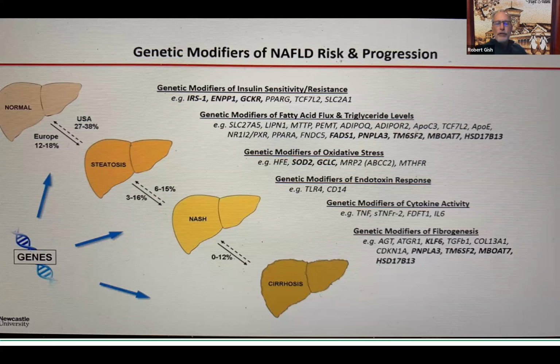Most important thing on this table is the lower right-hand corner, genetic modifiers of fibrogenesis. I predict within 1 to 2 years, you'll be ordering panels through Quest and getting results back like PNPLA3, TM6SF2, MBOAT7, HSD17B13, and telling you about that individual's risk of progressive liver disease to cirrhosis. And this relates not just to fatty liver and metabolic associated fatty liver disease, but also alcohol-induced injury and things like hepatitis C, although hepatitis C now is a small problem because we treat and cure.